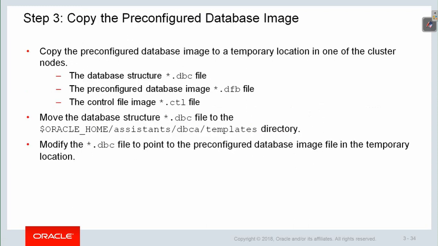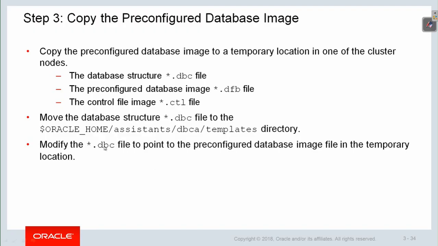So now what we're going to do, since we created 2-node cluster from standalone environment, I'm going to copy template files. So DBC file, DFB file, and CTL file. And then we can stage these files in different locations, especially DBC file, it must be under template directory. So that way, in the destination, when you start DBCA, it will recognize newly added template.